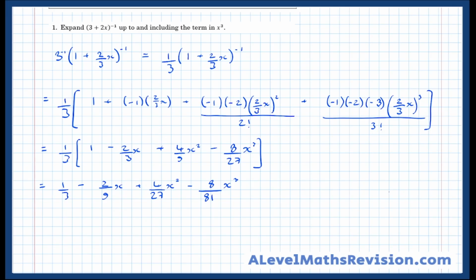So the key point, when we're presented with an expansion where the first number isn't 1, is to make the first number 1 by taking out a factor. But you must remember to bring the power with it. So let's look through a slightly more complicated example now.